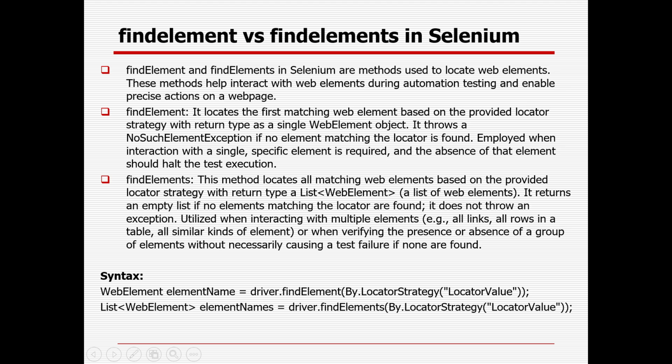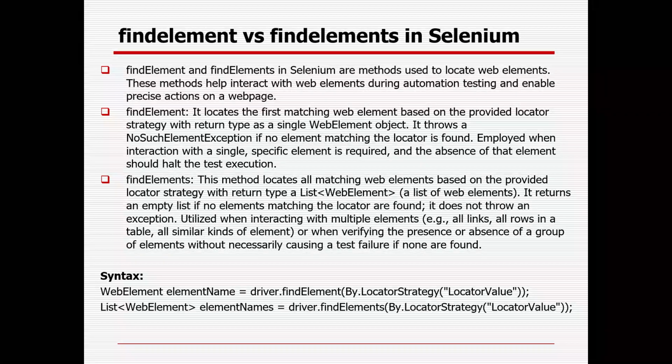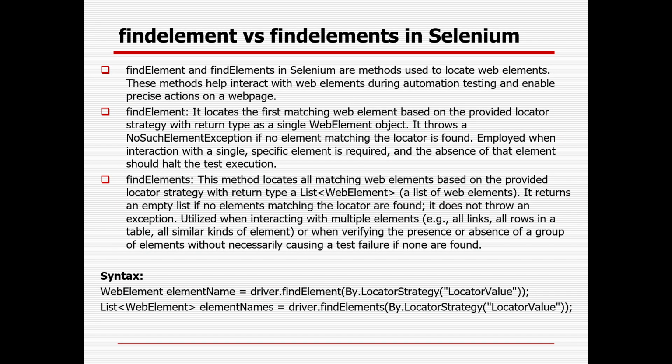So findElement primarily deals with a single web element, whereas findElements will deal with a list of web elements, or similar kinds of web elements, wherever multiple options will be available. In case your findElement is not able to identify any locator, it will show you the error called NoSuchElementException. But with findElements, in case no matching locator is available, it will not throw any error. It will give you the empty list.